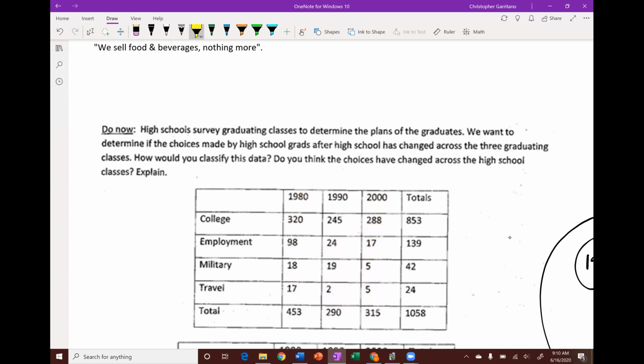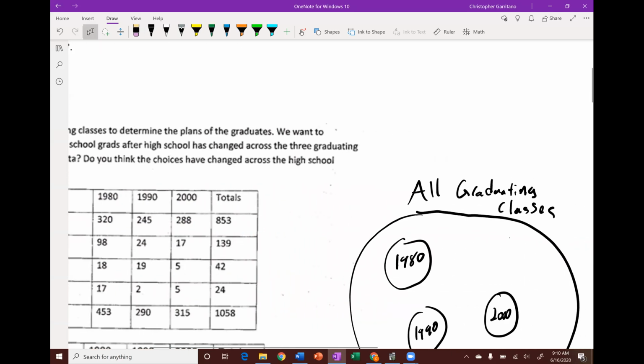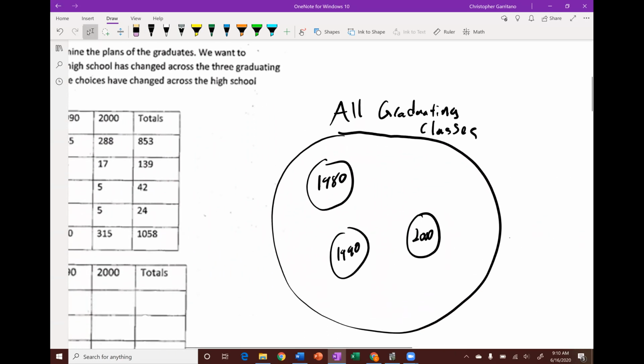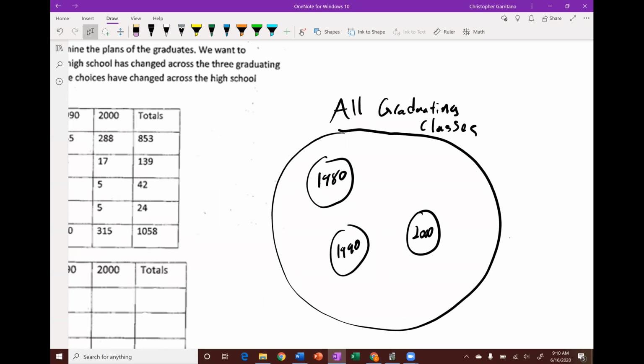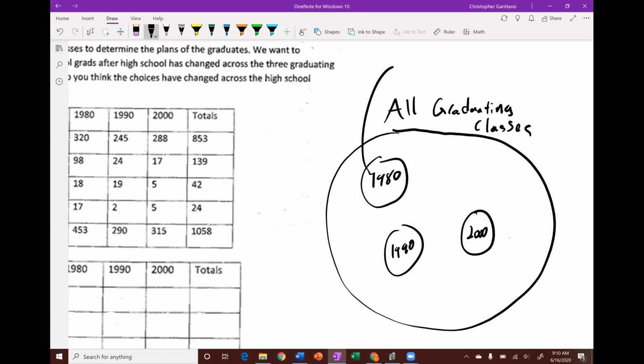Now I want to make it clear how this sample was obtained. So there's a population that exists of all graduating classes. And what the people that obtained the data did was they dove in, they specified really 3 particular graduating classes that they were interested in: 1980, 1990, 2000. And notice these are just subsets of the entire population of all graduating classes. And they pulled a random sample from 1980 of 453 people. From 1990, a random sample of 290 people. Even though it's not explicitly stated, I'll tell you that it is a random sample. And from 2000, a random sample of 315 people.